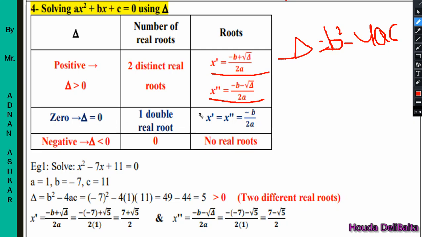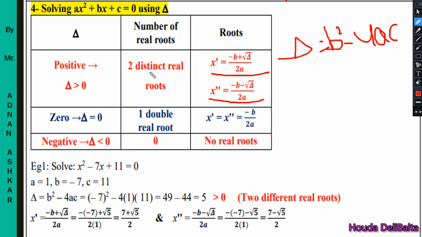If delta is 0, then radical delta will disappear. Then x prime and x double prime are going to be minus b over 2a, minus b over 2a. That's why we are going to have one double real root, because delta is 0, then radical delta is 0 also. So up till now we have two ideas.